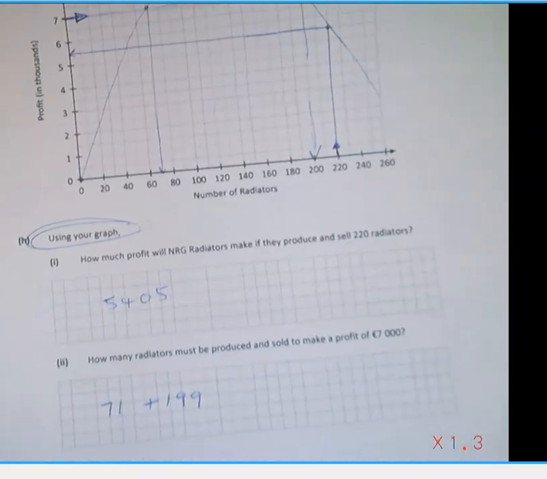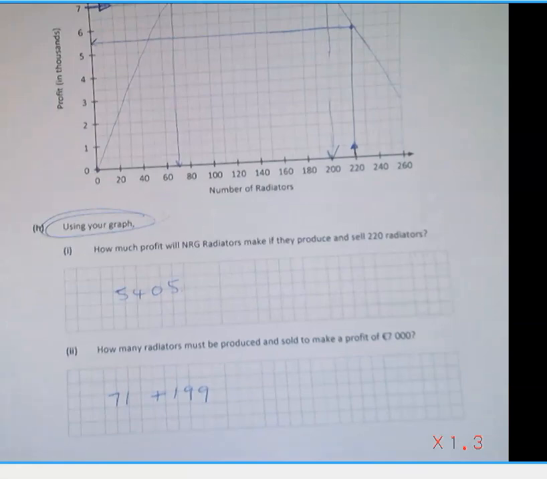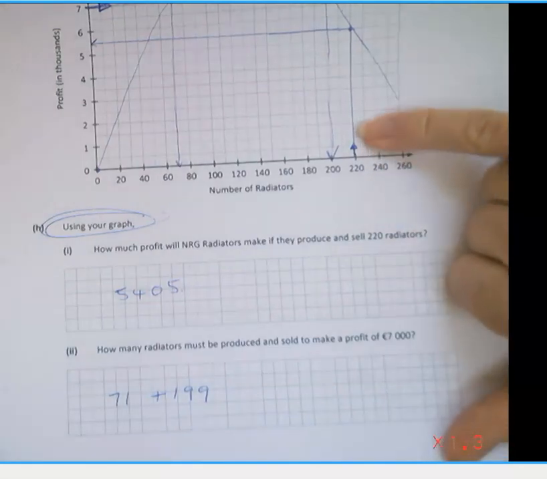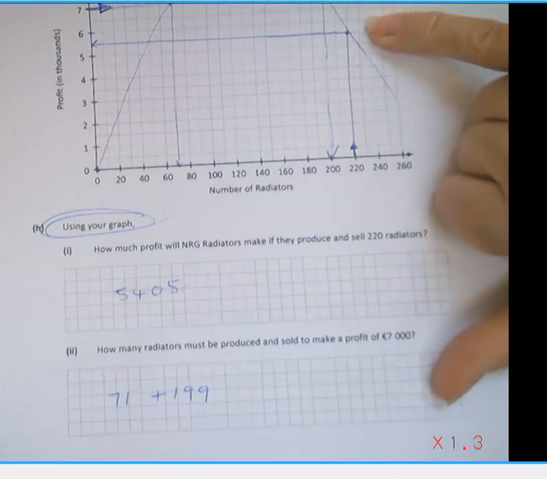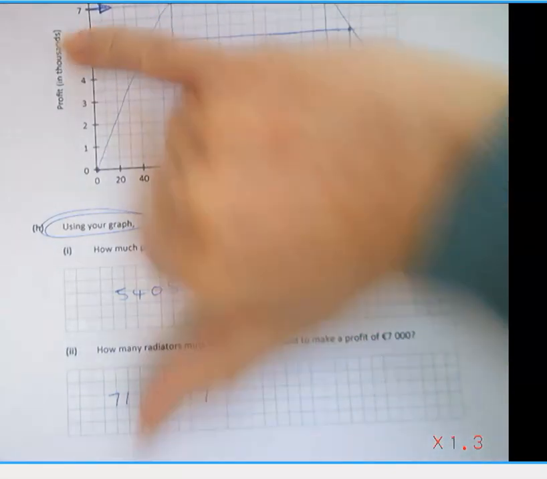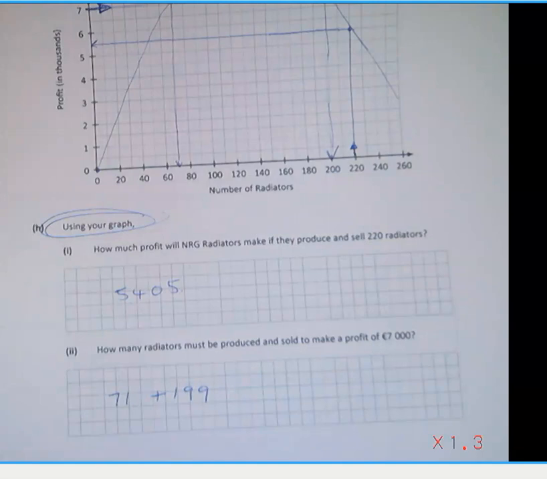For the next part, it asks you to use your graph. Make sure you use your graph or you lose marks. You want to know how much profit the radiators will make if they produce and sell 220 radiators. So you go to 220 radiators, draw a line up using a ruler, hit your curve and draw a line going across. In terms of numbers, you're getting around the 5,500 mark.